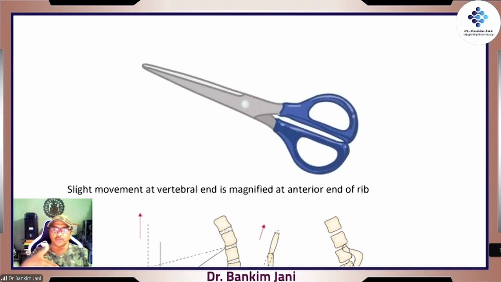This is how you cut with the scissors. This is how we work with the pliers. When we use the pliers and move them, there is a slight movement over here, but on the opposite side there is a big movement. Right? Because that is the advantage, and the bigger the distance, the higher the advantage. So scissors, etc.